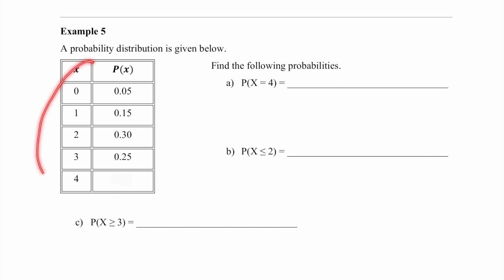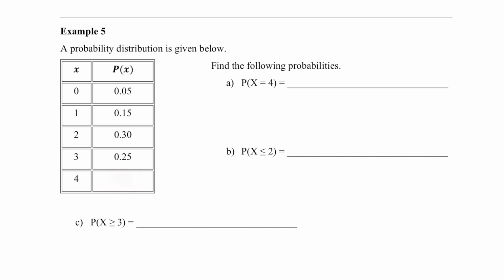We're given this table, and we're told that this table is a probability distribution. These are the possible x values, and these are their corresponding probabilities. P of 0 equals 0.05. P of 1 equals 0.15. P of 2 equals 0.30. P of 3 equals 0.25. P of 4 is missing. It doesn't mean that they forgot to include P of 4. They just want you to find that value.